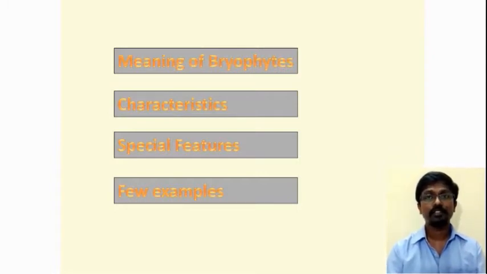The meaning of bryophytes is liverwort or moss, and we saw their characteristics and special features. They are called amphibians, and we saw a few examples. This is the third division that we are going to study now, the third division of the subkingdom Cryptogams. It's called Pteridophyta.